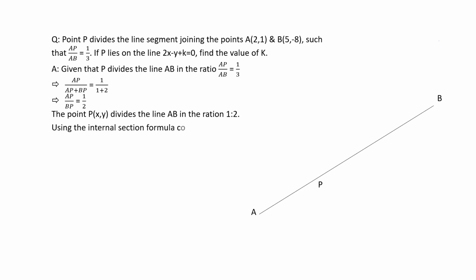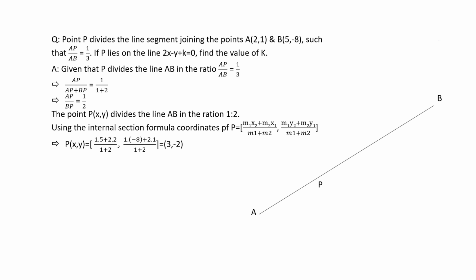Now, using the internal section formula, the coordinates of P can be written as (m1x2 + m2x1)/(m1 + m2), (m1y2 + m2y1)/(m1 + m2). So P(x, y) can be written as (1 into 5 plus 2 into 2) whole divided by (1 plus 2), comma (1 into minus 8 plus 2 into 1) whole divided by (1 plus 2), which is nothing but 3, minus 2.